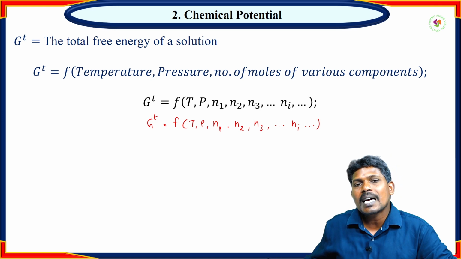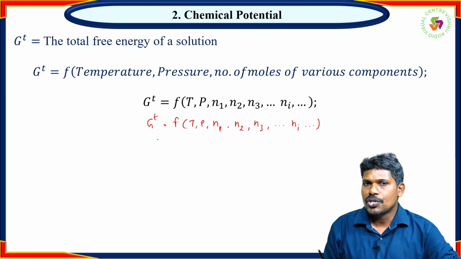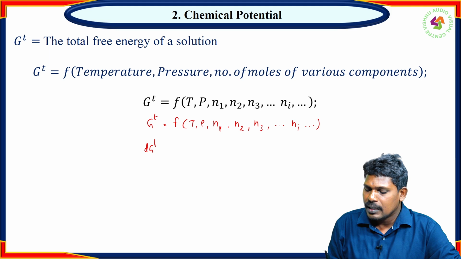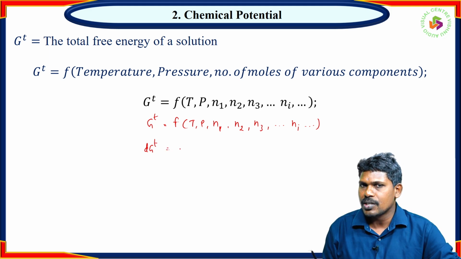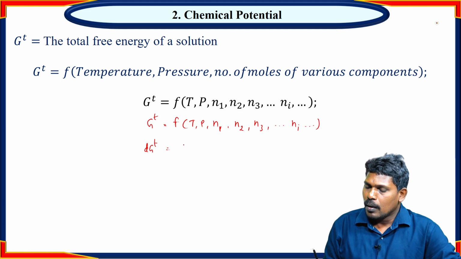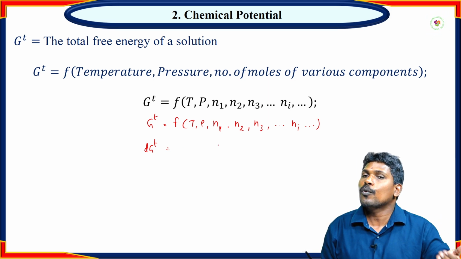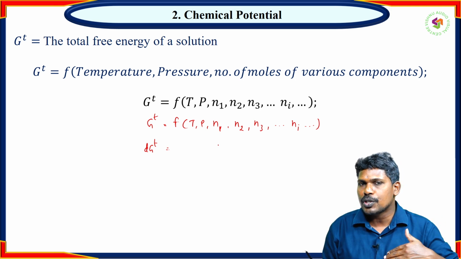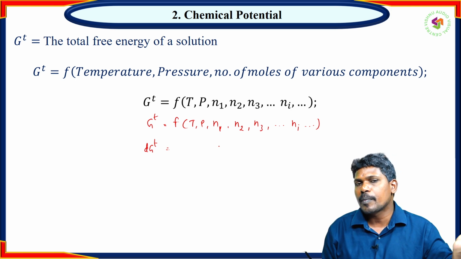Okay, and what is the change in total free energy? That is dGT. What is the change in total free energy? That is equal to the change with respect to only temperature, plus the change with respect to only pressure, plus the change with respect to each compound's moles. The change in total free energy is the summation of them all.